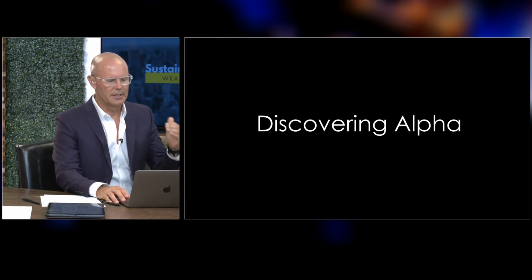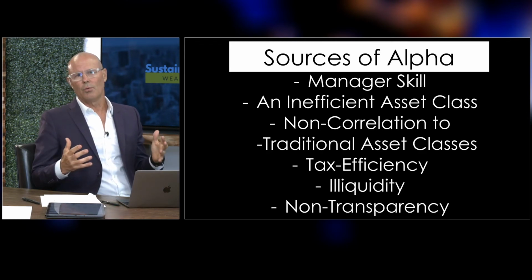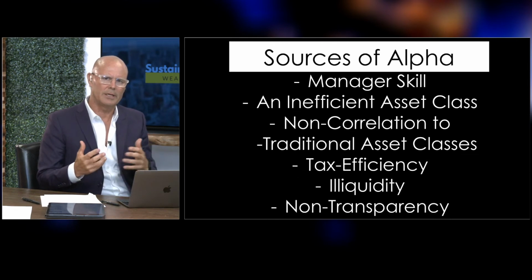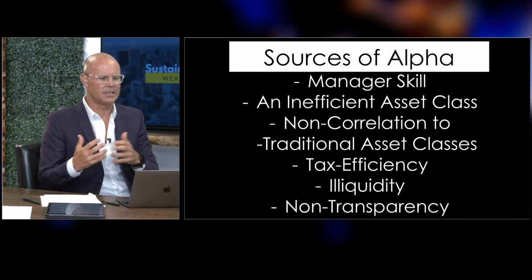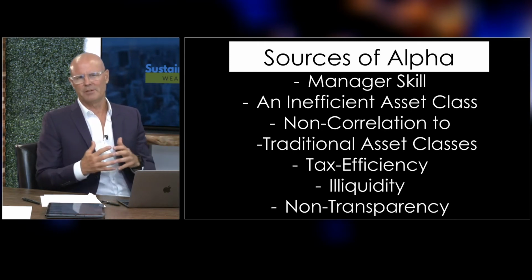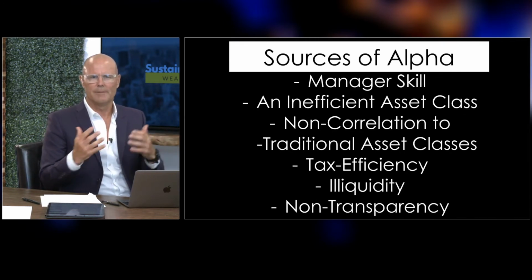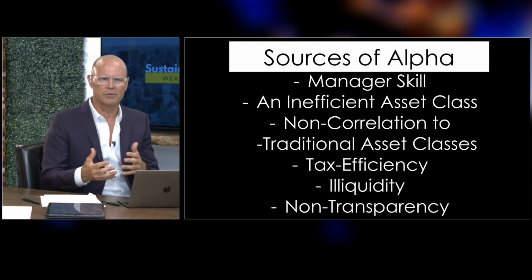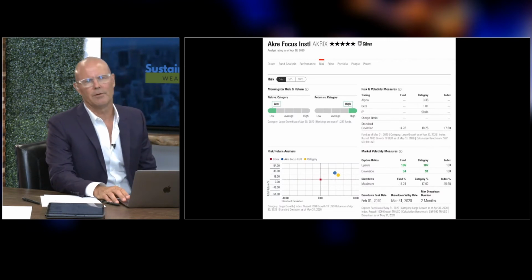So this is the area of alpha. The source where it comes from is skill. Sometimes they'll exploit an inefficient asset class. Sometimes they'll look for non-correlation, tax efficiencies, fear. Remember what Buffett says: when people are fearful, I'm greedy. When they're greedy, I'm fearful. So it's really about selection. It's about understanding industries. And so they create it in a number of different ways.